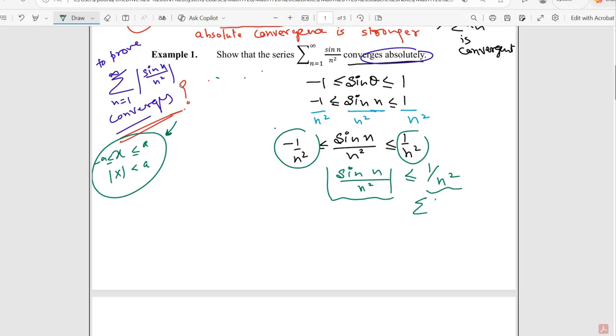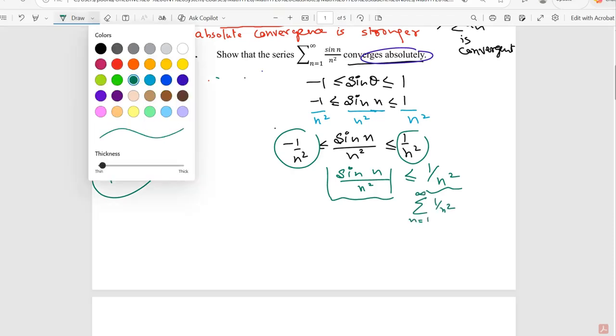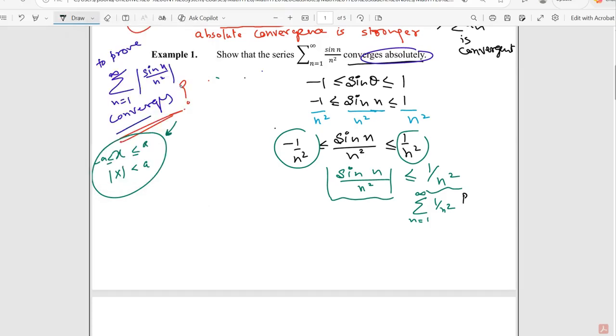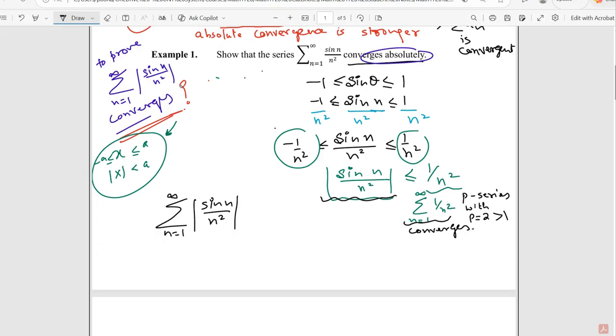Let's talk about this series. Do we know anything about this series? What kind of series is this? This is a p-series with p equal to 2, which is more than 1. So this series converges. We know that, right? So sigma 1 over n squared converges because it's a p-series. We are saying that our series, sine n over n squared, also has to converge.